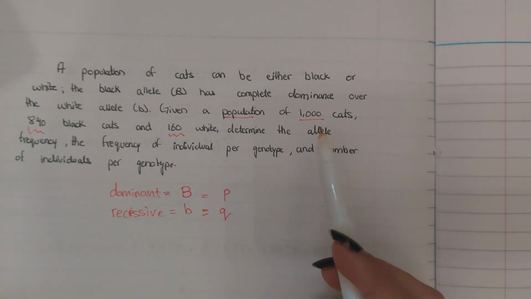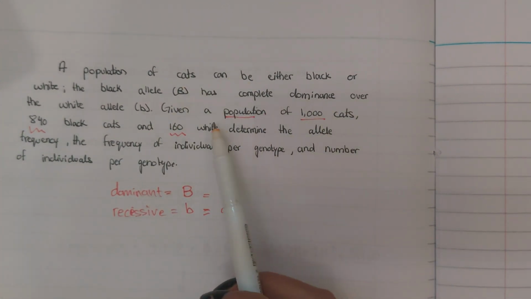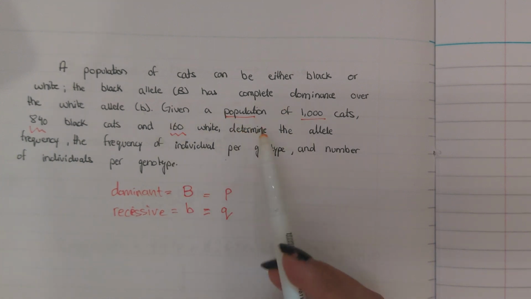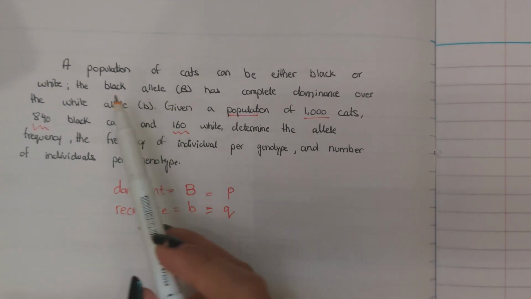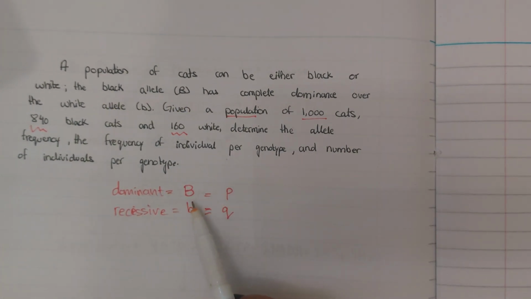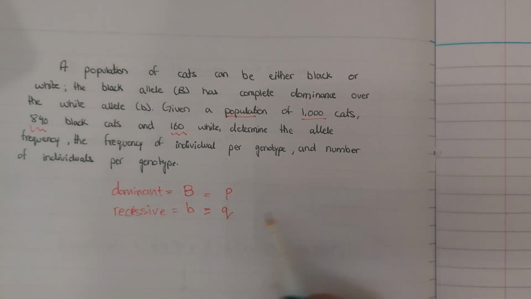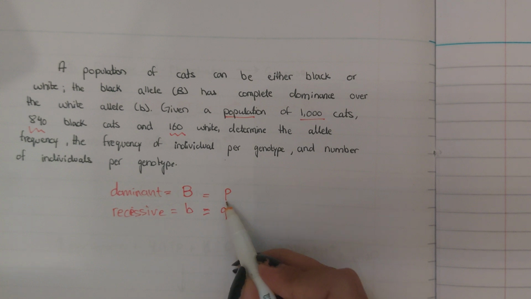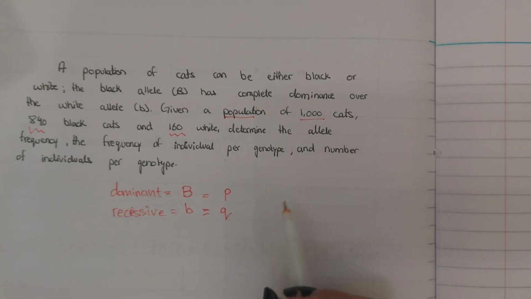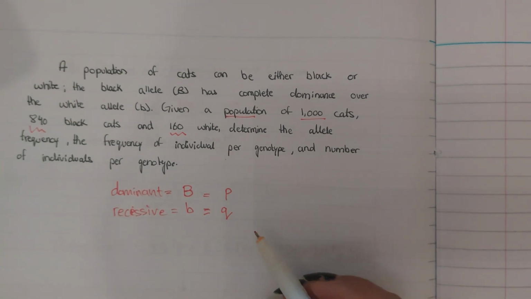So this problem is composed of cats. Reading the question, we determine that there are two colors of cats, the black cats and white cats. The black cat allele is represented by capital B, which is the dominant allele. According to the Hardy-Weinberg equation, it is represented by p. And the white cats with allele small b are the recessive alleles, and they are represented by small q.